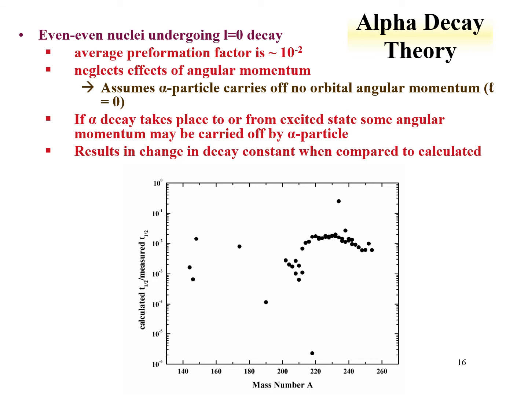And we can evaluate the difference between calculated and measured half-life, and this figure is shown here for even nuclei. So these tend to be ground state to ground state. The average preformation factor is about 10 to the minus 2. This means about 1% of the time the alpha particle is preformed in the nucleus. So if we say here, this is the ratio of the calculated to measured half-life, and we can say, well, we can fix this data so it works by having a preformation factor of 10 to the minus 2.